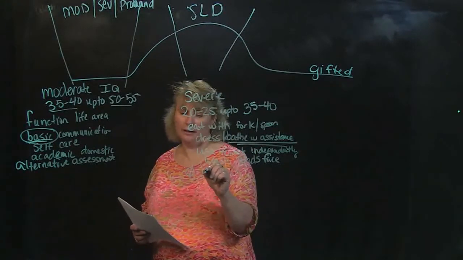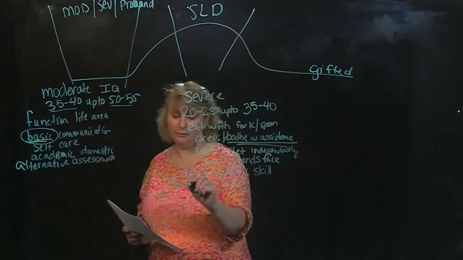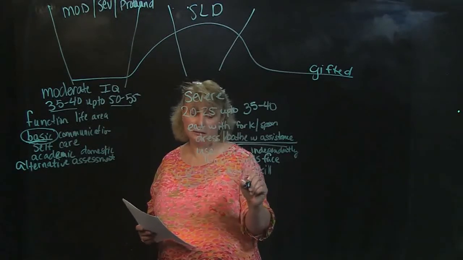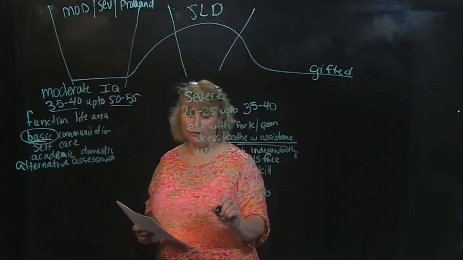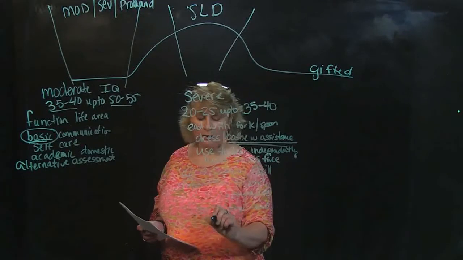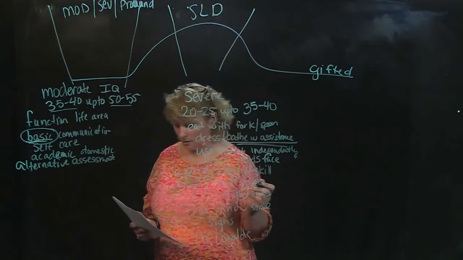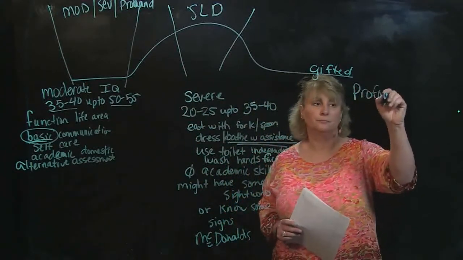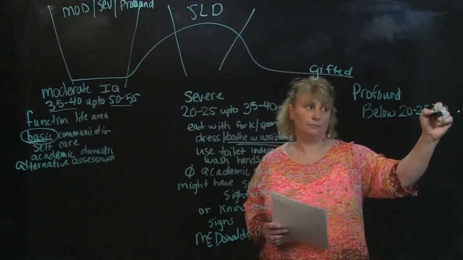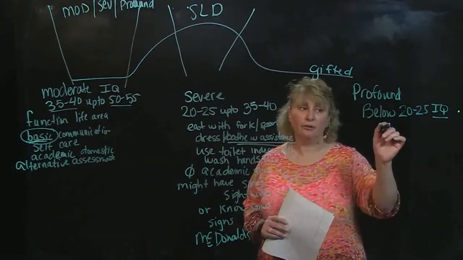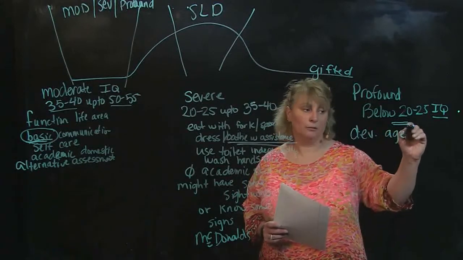They usually don't have any academic skills. They might have some sight words or know some signs, like McDonald's. Okay? When you think about your profound, we are talking about below 20 to 25 IQ. I know you're thinking, how did they get that? It's very difficult to get a true IQ for a profound student. They are at the developmental age of below 12 years old.